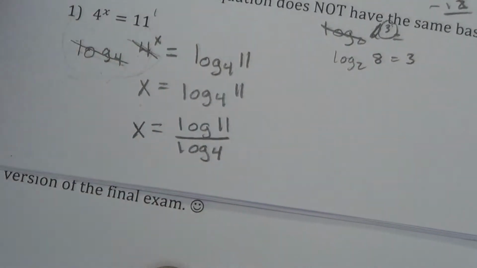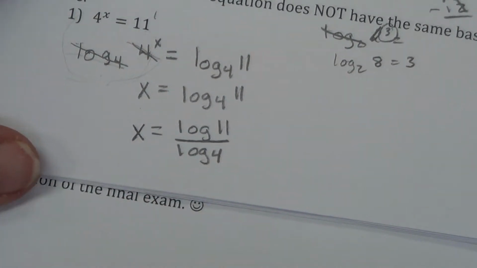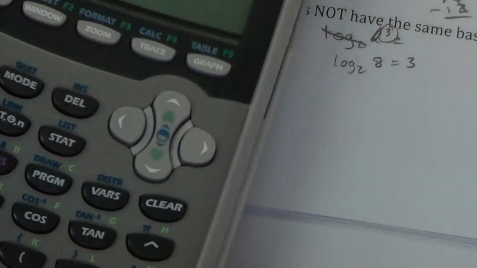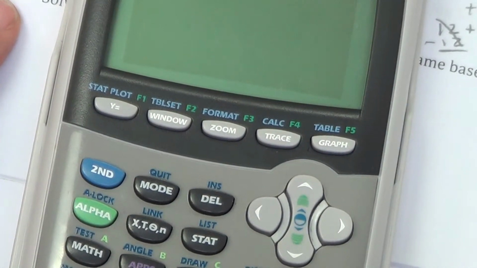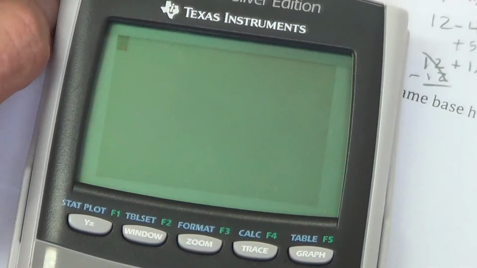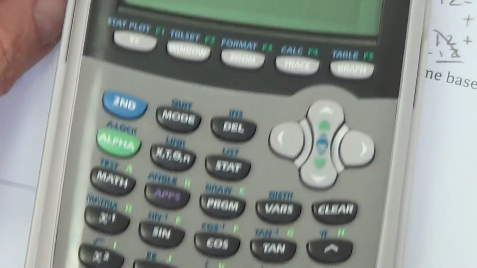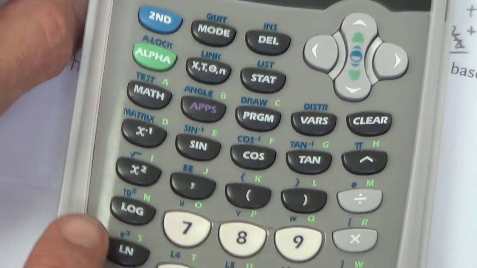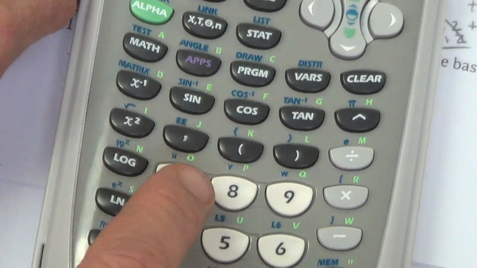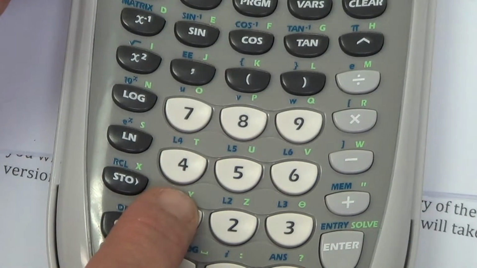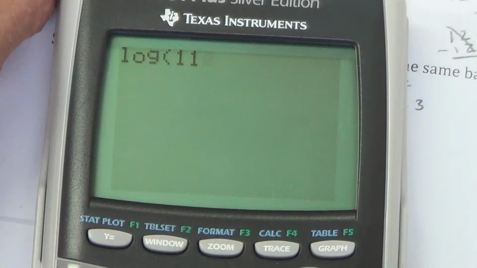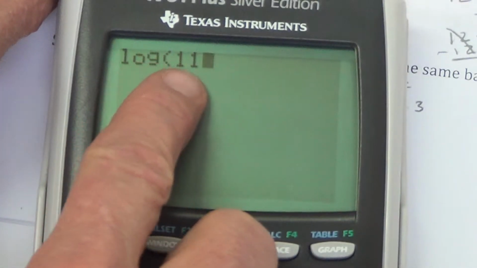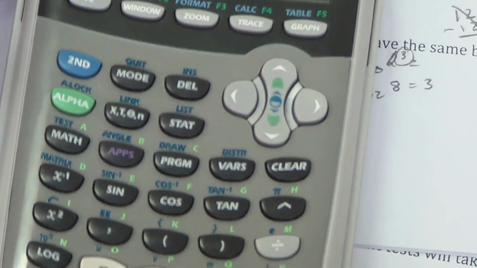And we can actually plug that into a calculator. I don't know if you can see this screen. Okay, we would look at the keys and we would go to log 11. Now if you look at the screen, it's got a parenthesis at the beginning. Make sure and close that parenthesis. That was the only difficulty some of you were having in class.